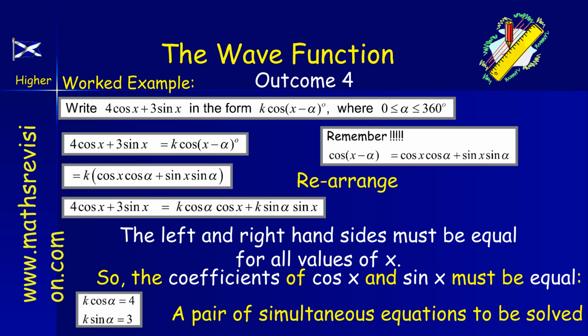Let's look at a worked example. We want to write 4 cos x plus 3 sine x in the form k cos of x minus alpha. By expanding this and equating the coefficients of cos x and sine x, we create a pair of simultaneous equations to solve for k and alpha.